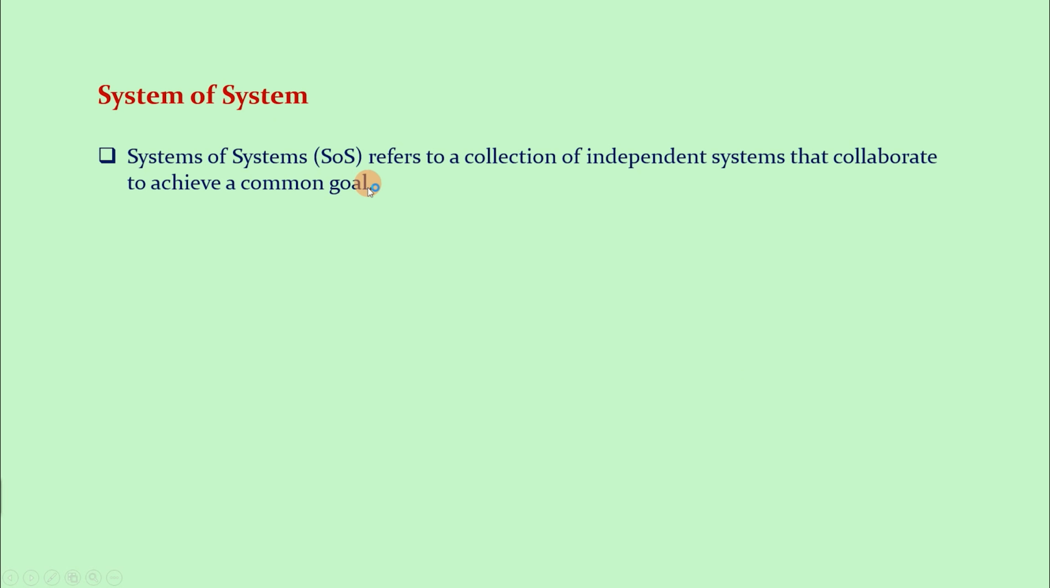Now systems of system, that is SOS. It refers to a collection of independent systems that collaborate to achieve a common goal. So if multiple systems independent of each other are working or collaborating with each other to achieve a common goal, then it is called system of system. Suppose there are a few systems like system 1, system 2, system 3, and system 4. If all these are independent, they are working independently, but they want to perform a common task and each of them works together or collaboratively, then it is called system of system.